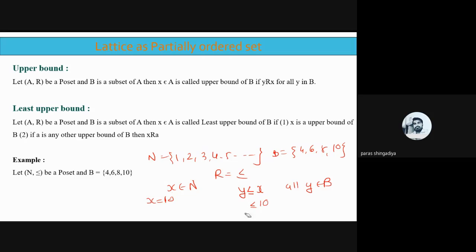Because here equality is there. If I remove the equality, only strictly less than in the given question, then 10 is not an upper bound. Clear? So here equality is there, the less than or equal to condition is there. Therefore, we can consider 10 is the answer. Clear? So first is 10, then next number is 11.